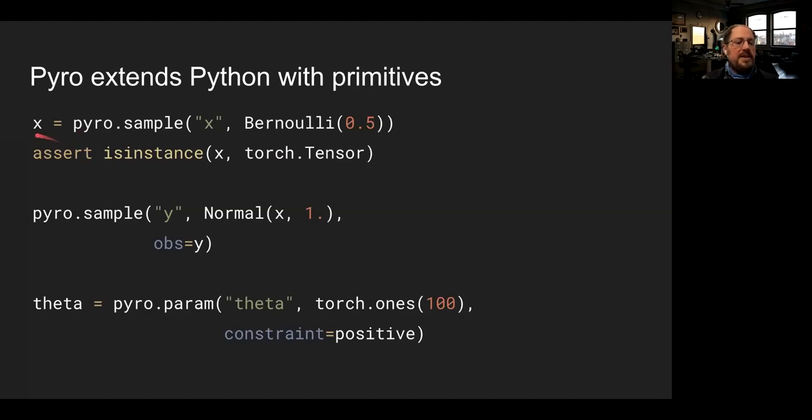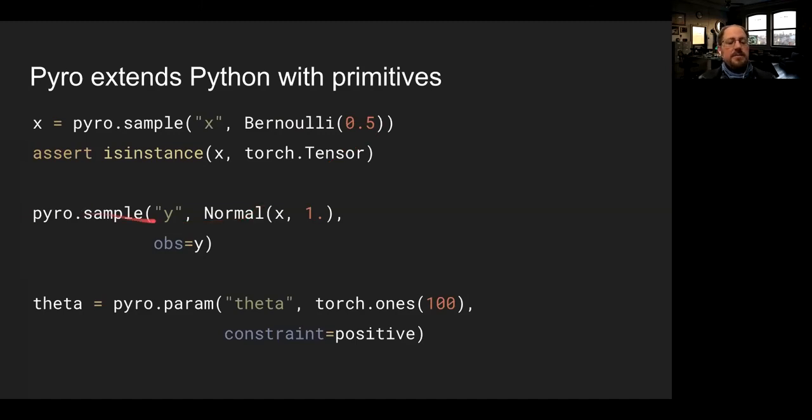But importantly, in your probabilistic program that you're writing, the result of this sample statement is a tensor. This outputs an actual numerical object. It's not some symbolic random variable object. It's just like you had sampled something from a Bernoulli distribution.